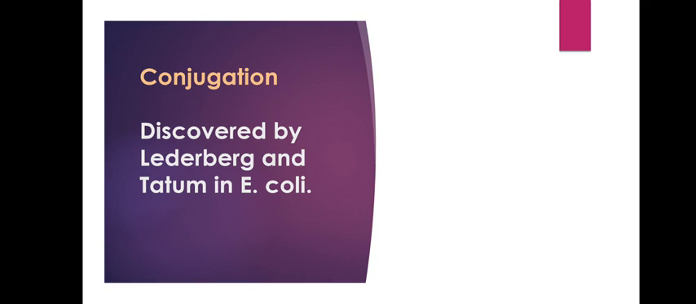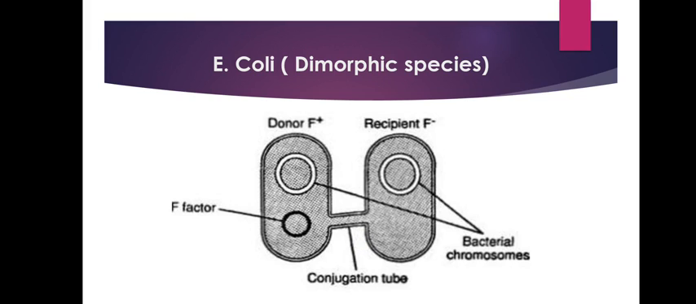Conjugation is a process that was discovered by Lederberg and Tatum in a bacteria named E. coli. I've told you that E. coli is a gram-negative bacteria, and this is a bacteria that is found in the intestine of humans. Okay, so this is the bacteria present in the intestine of our body.